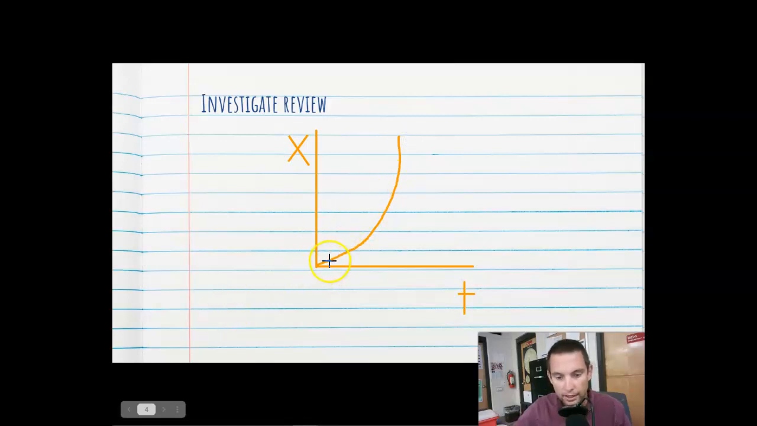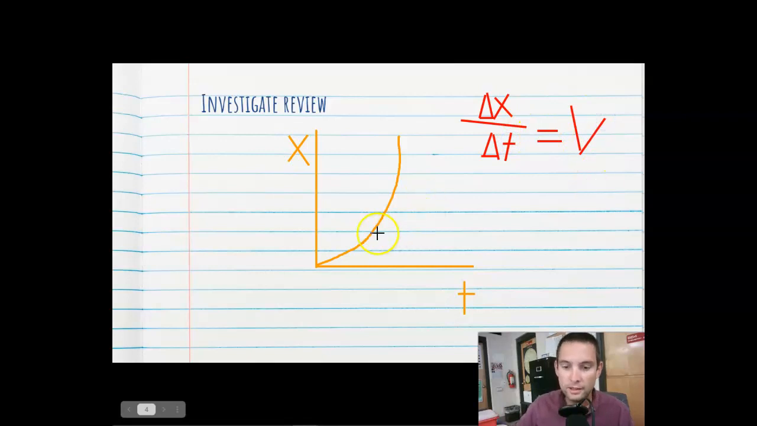And this shows that our velocity, which remember is the slope of this line. Slope is rise over run. And if we have a change in x over a change in t, then that's going to give us our velocity. Look at that, I did that all with straight lines. How about that?